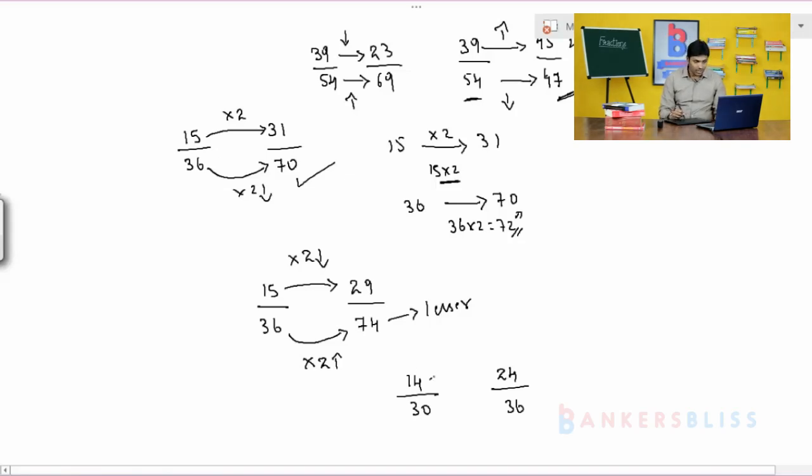But if you see here, 14 2s are 28, means less than twice. 30 2s are 60, this is also less than twice. Then how to simplify? Very simple, you reduce the given fractions.